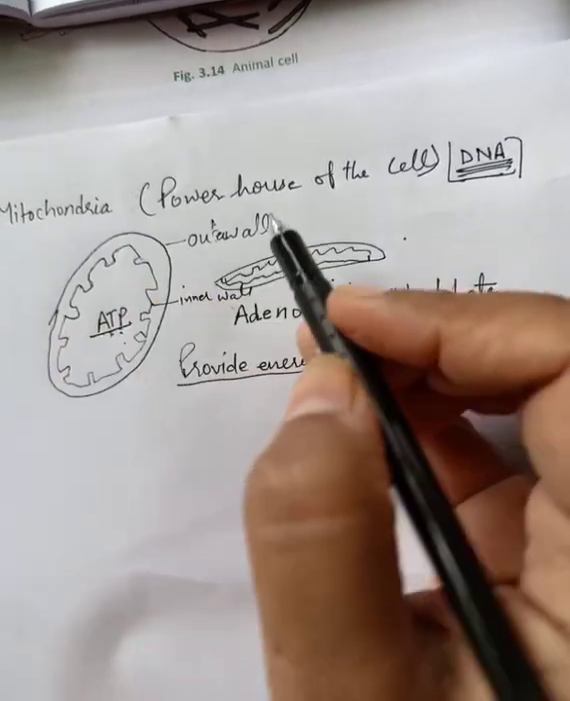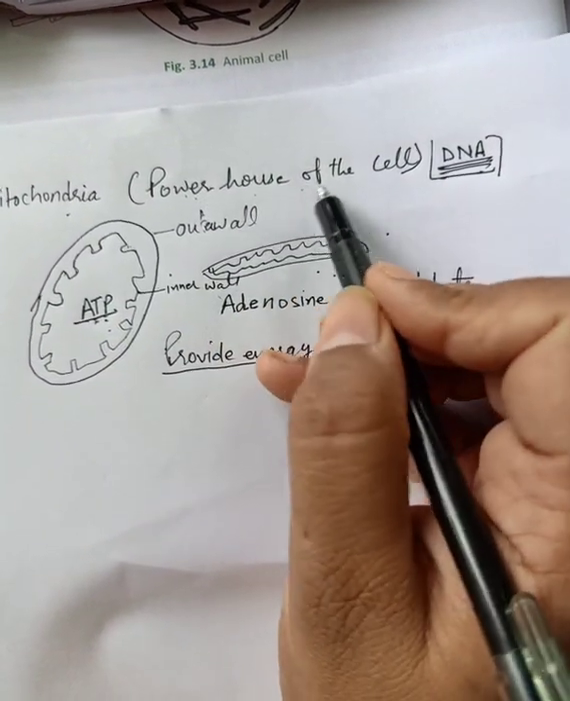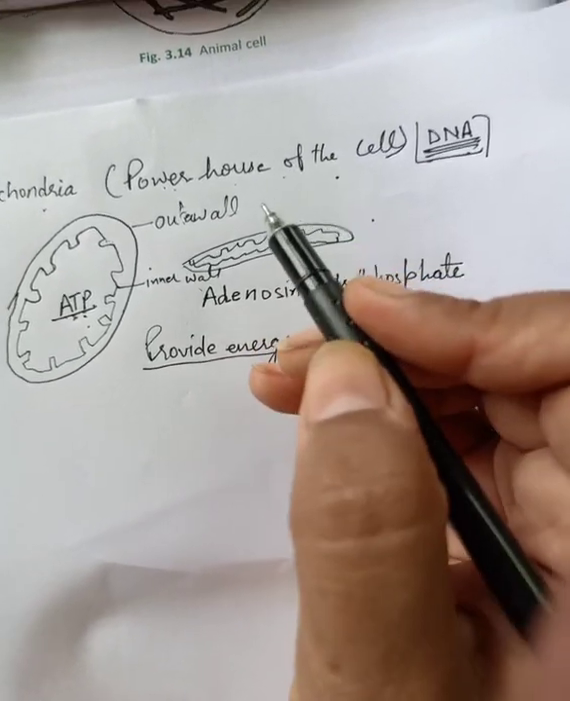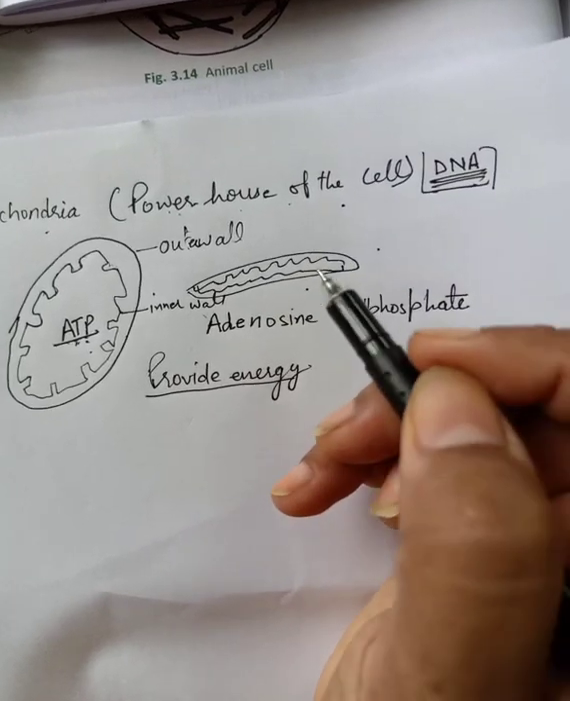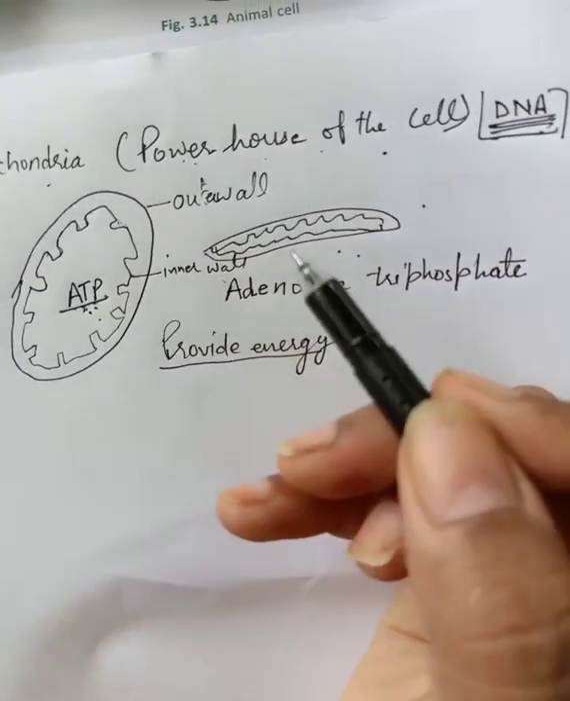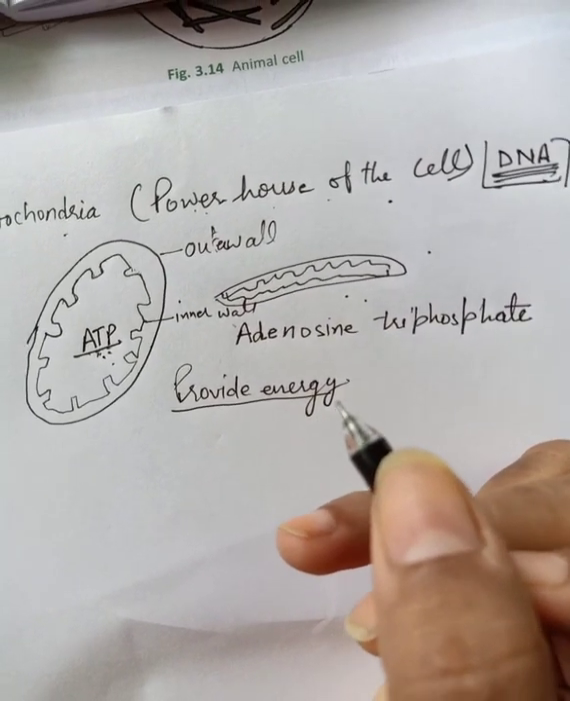So we can be asked the question, why is mitochondria called the powerhouse of the cell? Now you have the answer: because it stores energy in the form of an energy rich compound, that is ATP. That is why mitochondria is called the powerhouse of the cell.